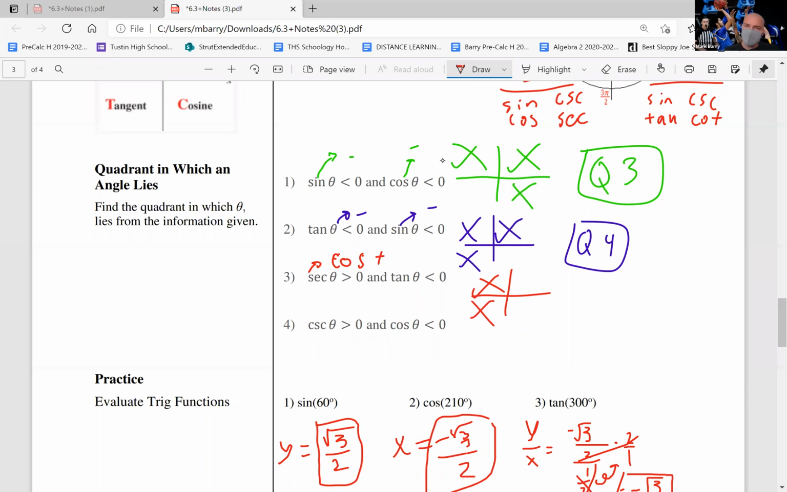Okay. So then this one says tan is negative. If tan is negative, I would cross off the first quadrant because in the first quadrant, everything's positive. So if tan is negative, it cannot be the first quadrant. If cosine is positive, it can't be the second or third. And therefore, this is going to be another quadrant 4.